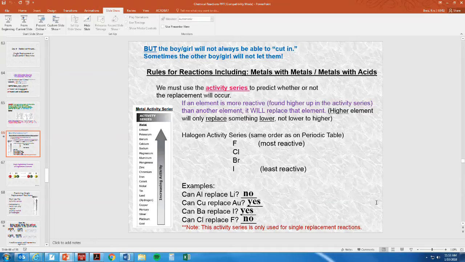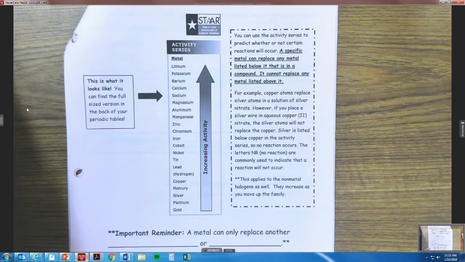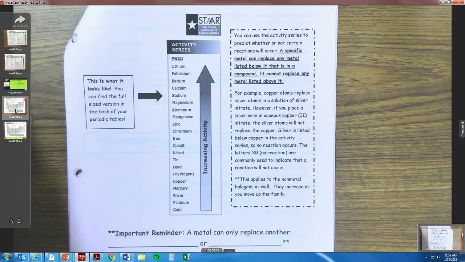Again, your metals are not always going to switch places with each other. So you have to use this activity series right here. If an element is more reactive, so it's higher on our activity series, it will replace the metal that you're trying to switch places with. It also applies to your halogen activity series, so your group 7 on the periodic table. Let me pull out my periodic table.